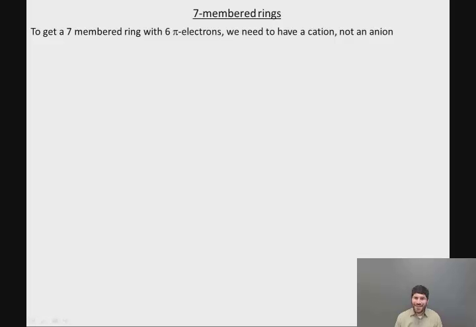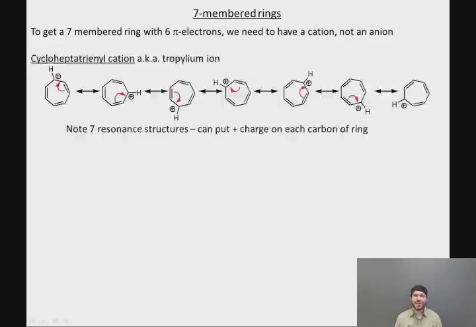What about a 7-membered ring? Well, to get a 7-membered ring with 6 pi electrons, remember 6 is the Huckel number, we need to have a cation, not an anion. Okay, if we had an anion with 7 carbons, you would actually end up with 8 pi electrons, which of course would be anti-aromatic.